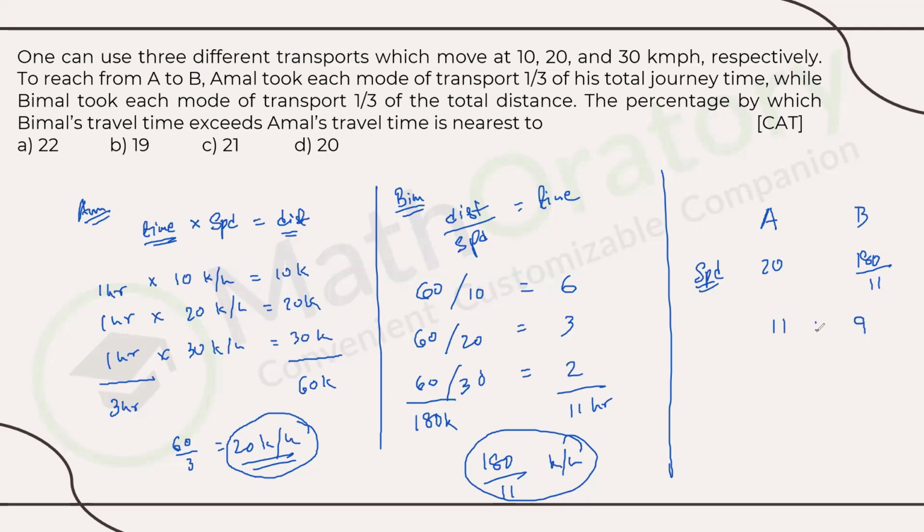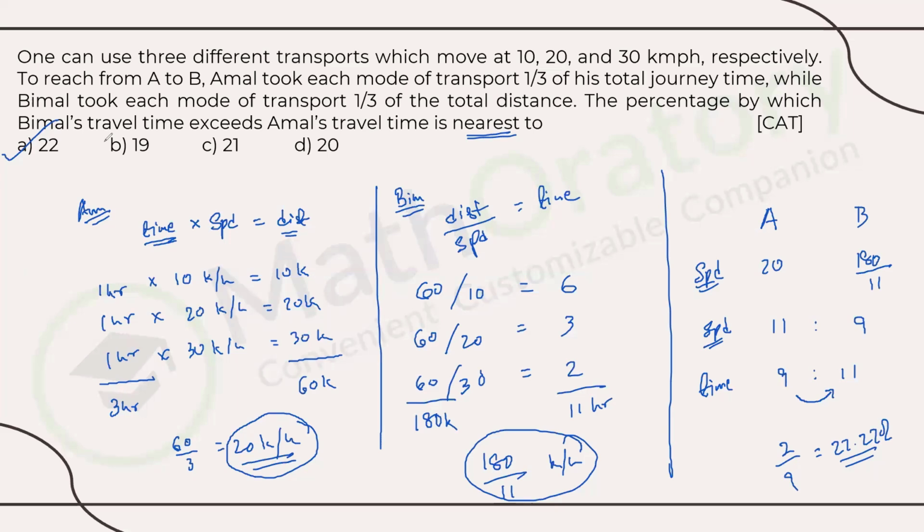So this is the ratio of speeds, right? Correct. So the ratio of time should be inverted. That is 9:11. So what are we looking for? We are looking for how much this exceeds this, right? So from 9 to 11, what is the percentage increase? The percentage by which Bimal's time exceeds Amal's time. So Amal's time is the base value. From there, Bimal's time, how much percentage more? So that is 2 by 9, right? So 2 by 9 is 22.22%. We're looking for an approximate nearest value. So that is option A. Okay. Interesting one.